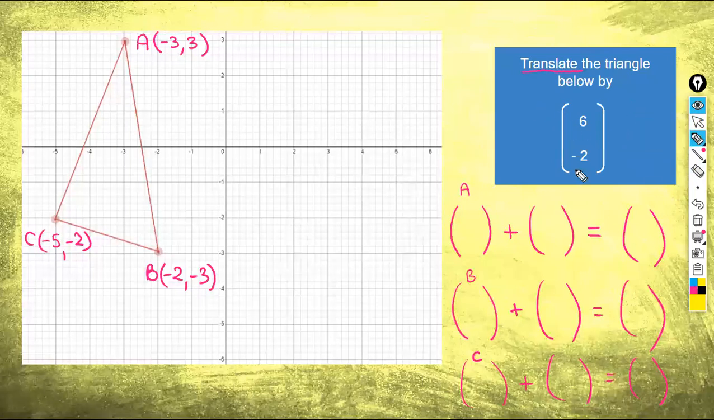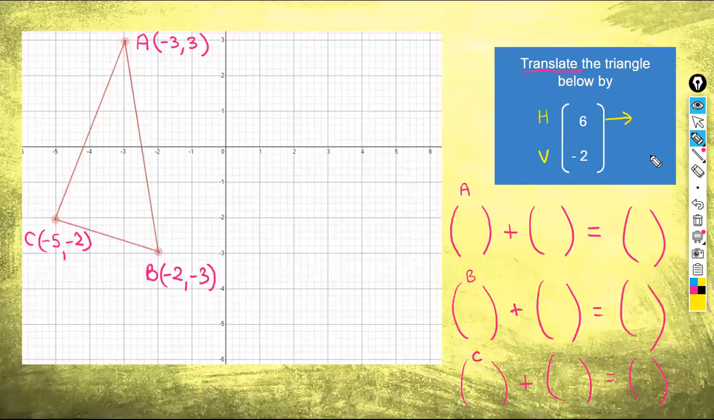Remember, the top value is what? The horizontal movement, right? The top value is the horizontal movement, so I'll put H, and the underneath value is the vertical movement. According to the top value, are we moving the triangle to the left or to the right? According to the horizontal value, ask yourself whether it's positive or negative. We're moving it to the right, right? Remember, this 6 is positive, so we're moving it to the right.